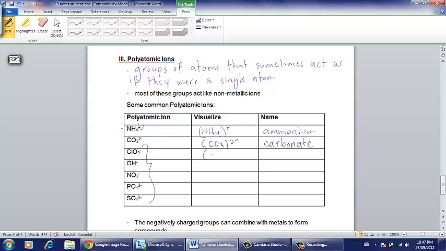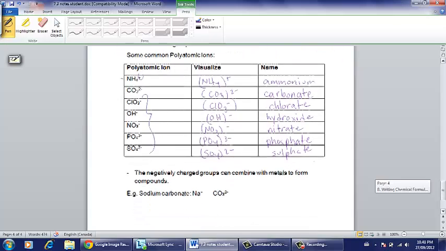Okay, so you should have got ClO3 negative as chlorate, OH negative, this is a really common one we're going to see all the time, this is hydroxide, NO3 negative is nitrate, PO4 3 negative is phosphate, and SO4 2 negative is sulfate. We're going to look at how we can use these in formulas and names.